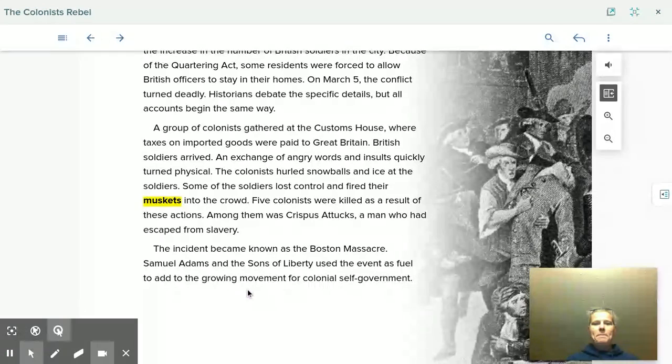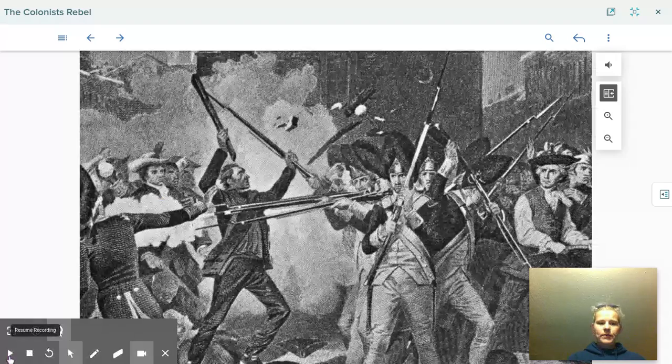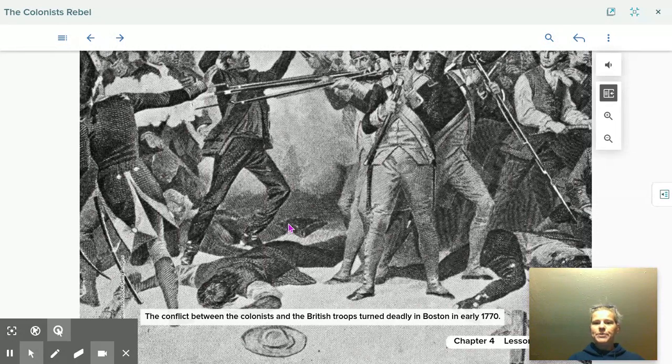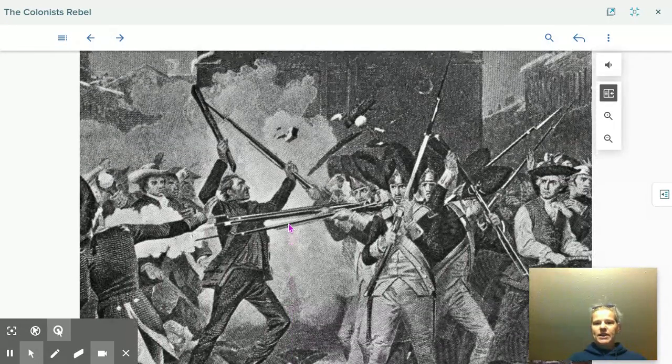When we think of this term massacre, massacre usually means a large number of people that were murdered or were killed. But in this case, we only had 5 that were actually killed. But the colonists wanted to make this a big deal. So they called it a massacre. So that would really help them create more support for their cause, which is to get self-government, to break away from Great Britain. So this picture here depicts the Boston Massacre. So it's a conflict between the colonists and the British troops, turned deadly in Boston in early 1770.